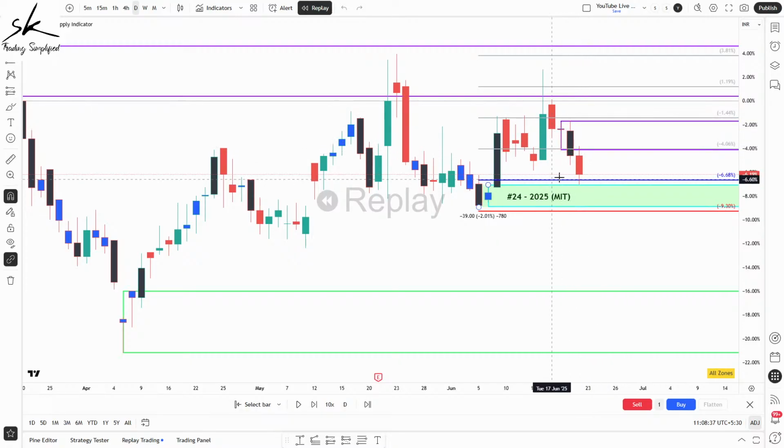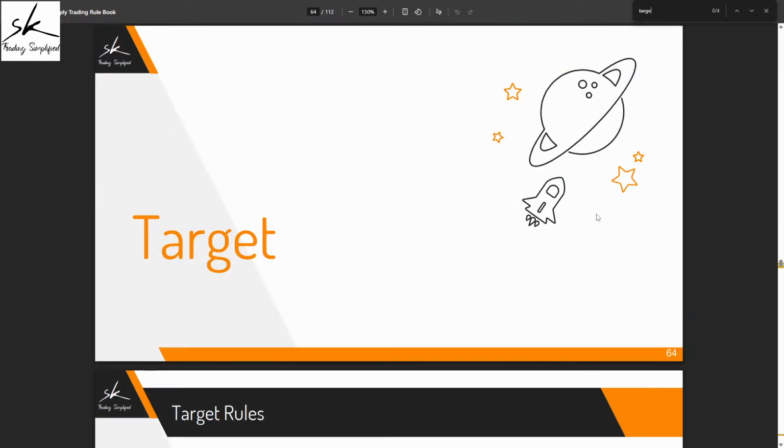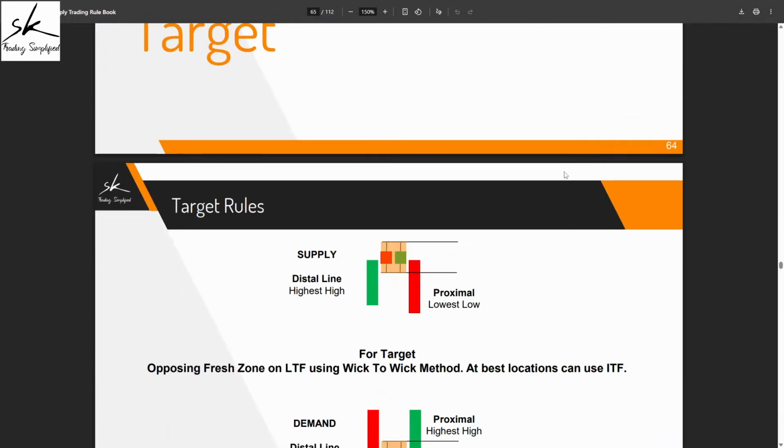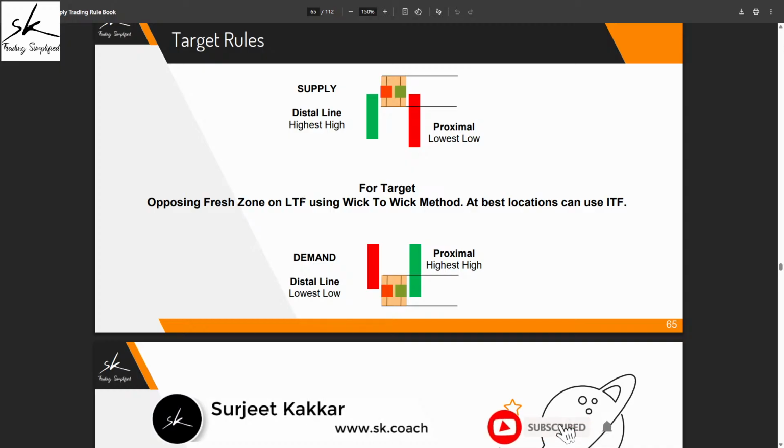So even if we had a formation of a zone, the zone was tested before the price came into our area of demand. And plus, if you also look at the analysis, when we did the analysis, this was a trade setup which was at the best location. And at best locations, if you look at the rules for the target in the rule book, you will see that our rule is that we always use the opposing fresh zone on the lower time frame. In this case, the opposing zone was already tested, therefore it was not our target.